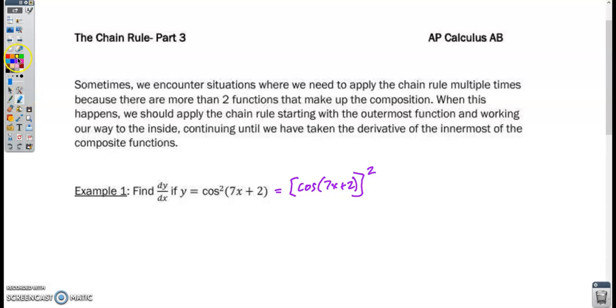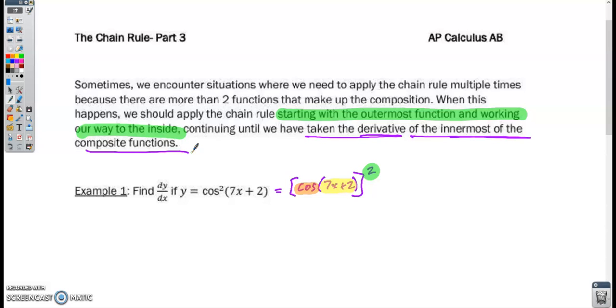We have the very inside function, which is 7x plus 2, and then we have a middle function, the cosine, and then our outermost function, raising something to the second power. And when we have multiple composites like this, what we're going to do is start with the outermost function and work our way to the inside, continuing until we've taken the derivative of the innermost of the composite functions. So once we've taken the derivative of 7x plus 2, we're done taking the derivative in this particular problem. Alright, so let's go ahead and get started.